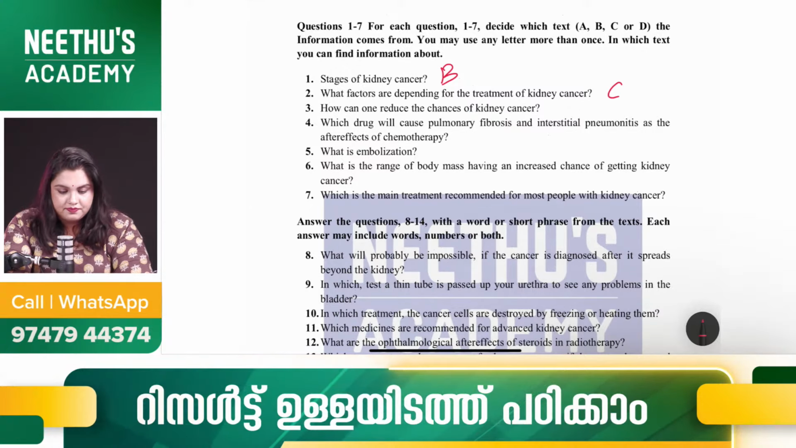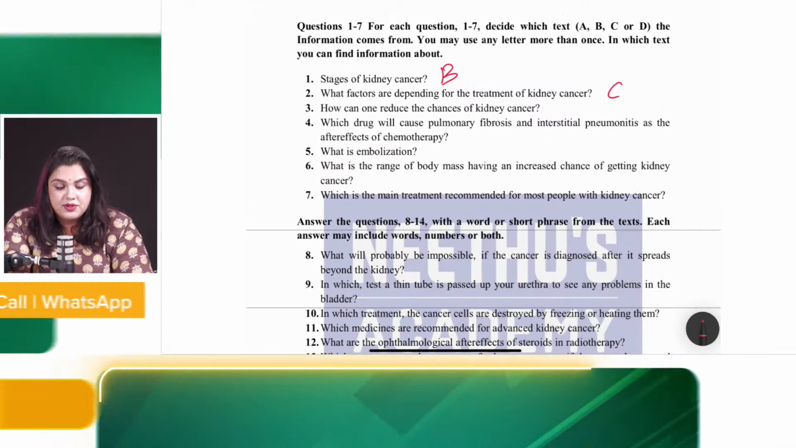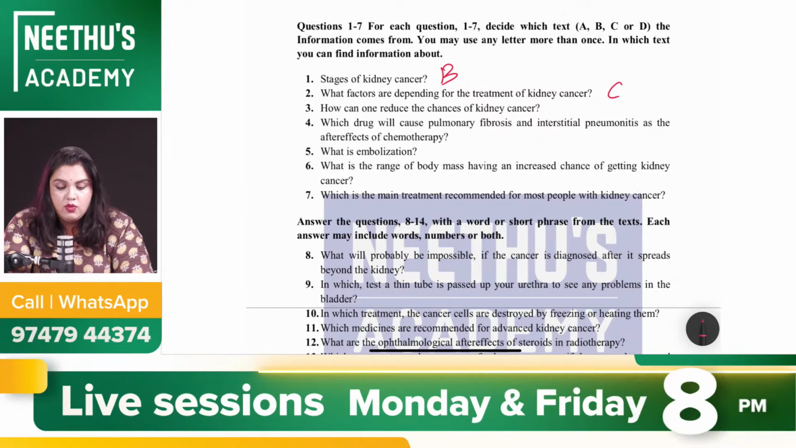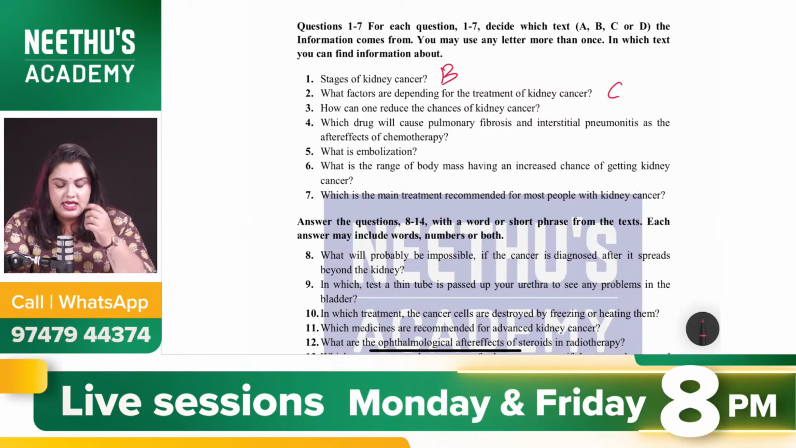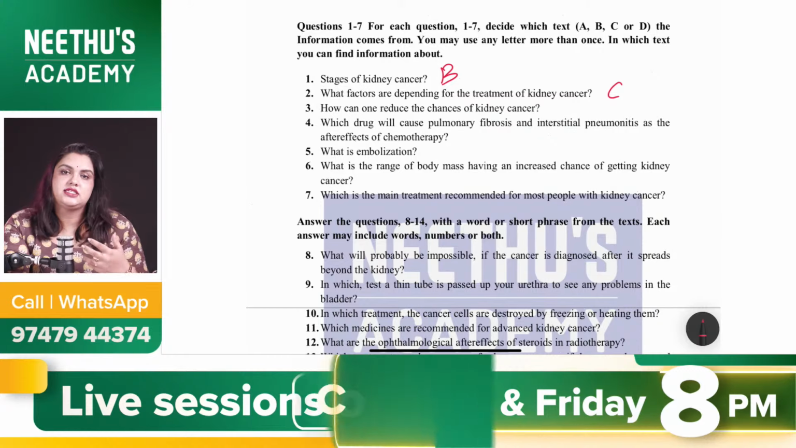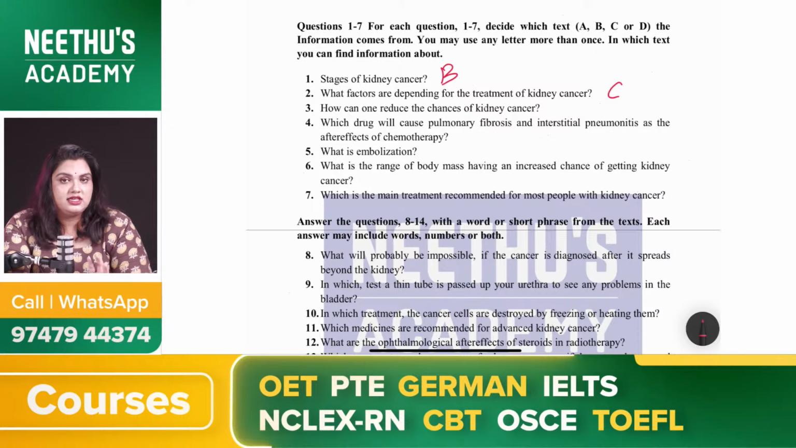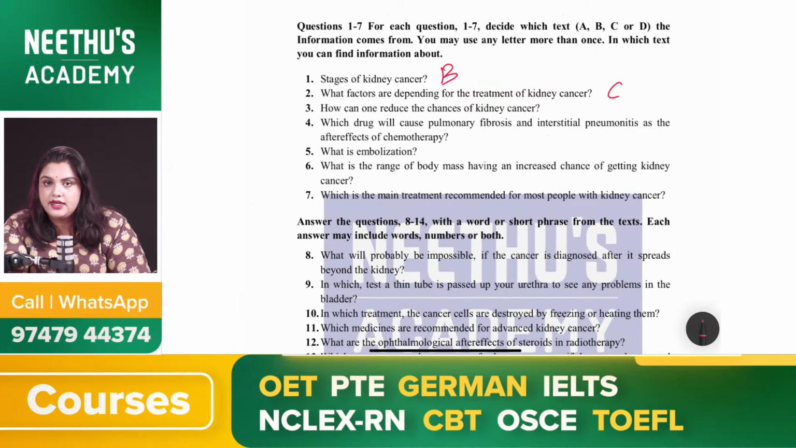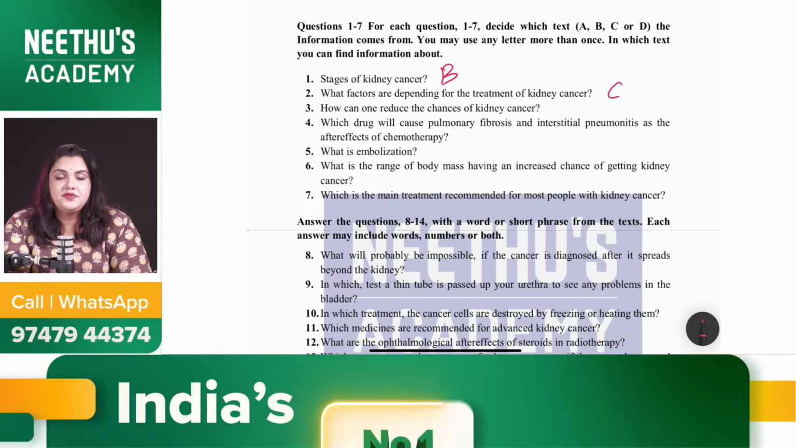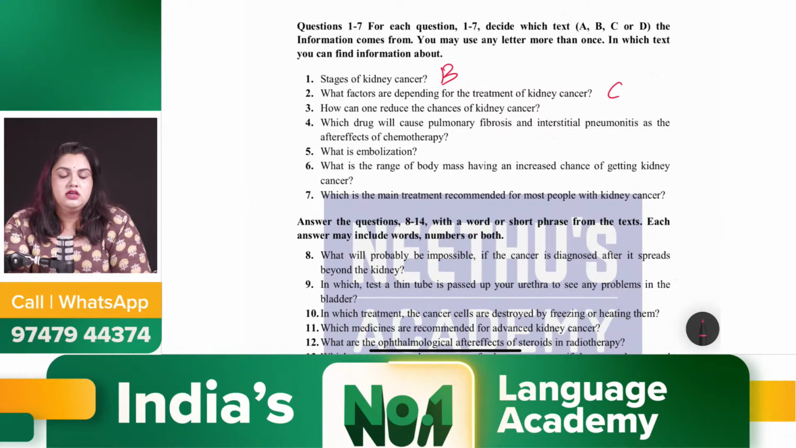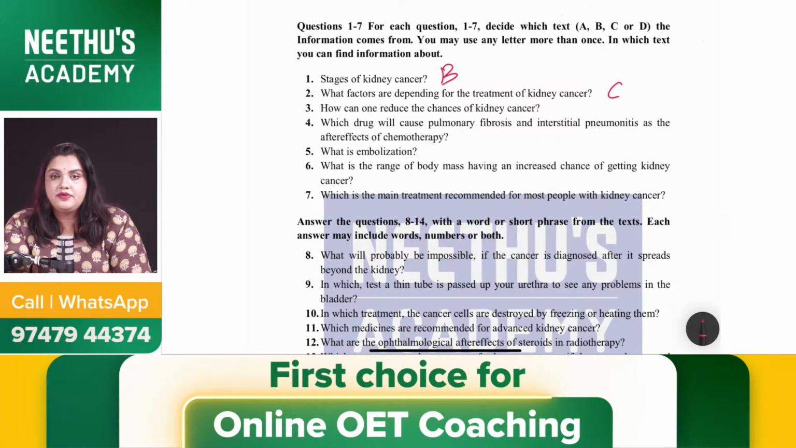Moving on to question number 3: how can one reduce the chances of kidney cancer? I'm repeating, how can one reduce the chances of kidney cancer? In one of the texts we discussed who is at increased risk. There is a point where we discussed which criteria can reduce the chances of getting kidney cancer. In which text did we discuss that?